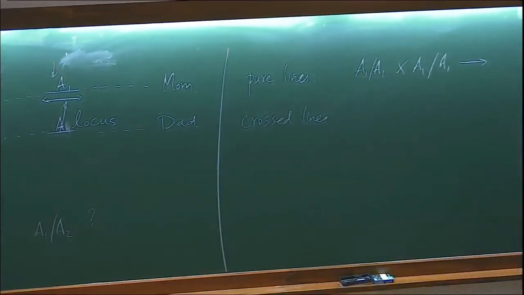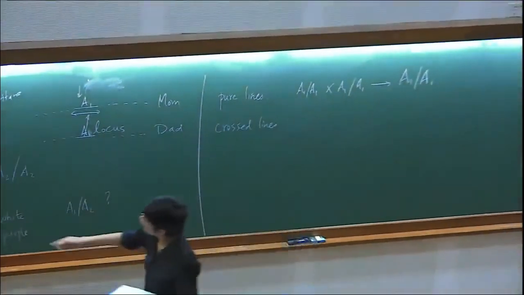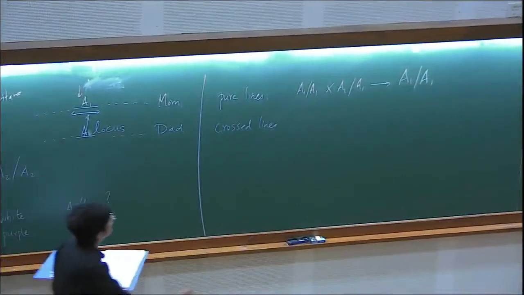What would this give? If mom is A1 and dad is also A1, what would I get? A1, all A1. That is white flowers, right? That's what he got when he crossed them. Cross lines.